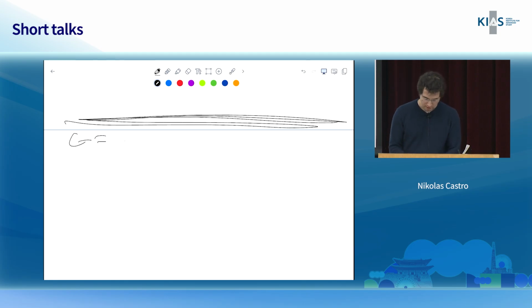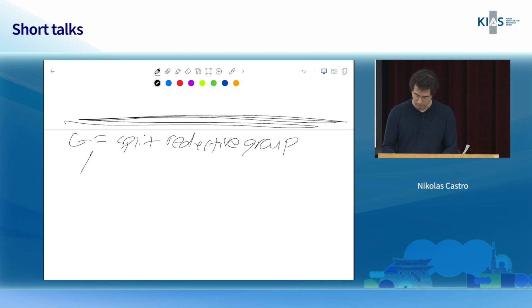So to set notation, let G be a split reductive group over a non-Archimedean local field, E.